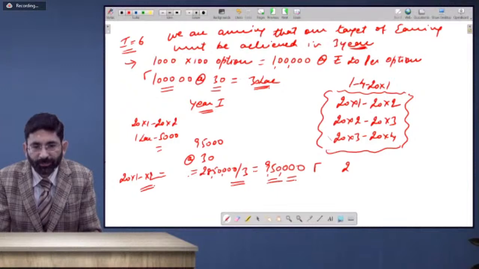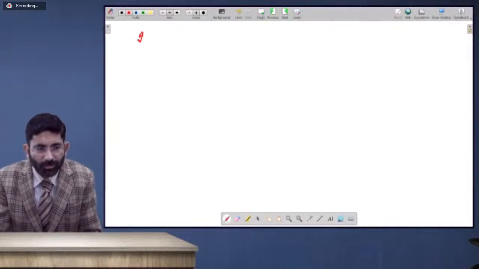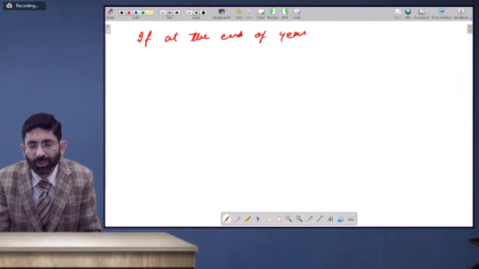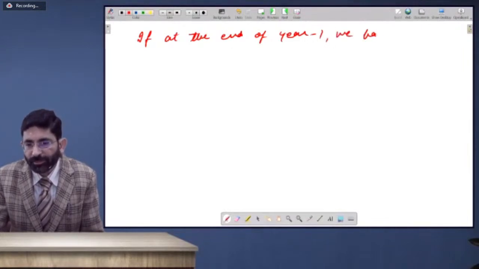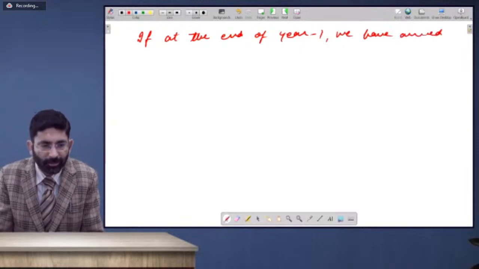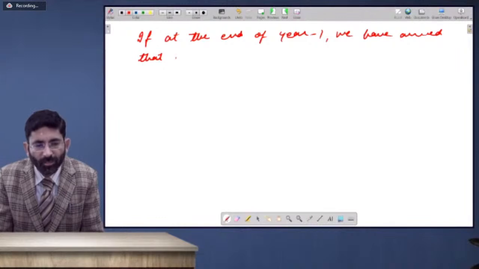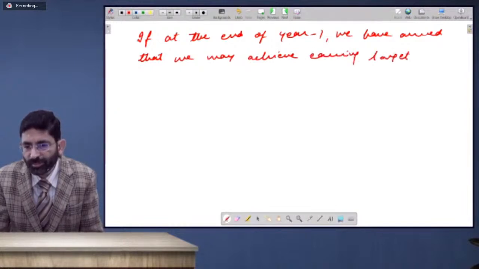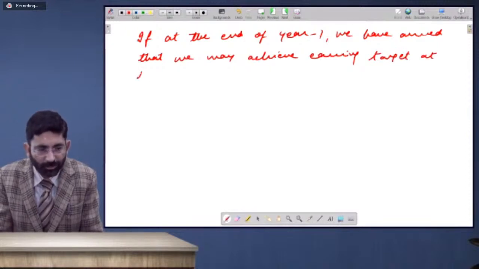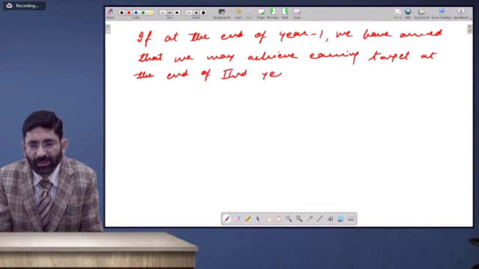We will go for the next one. If at the end of year one, you must note it down. You must give this assumption also. That is not given in the module, but you should give it. If at the end of year one, we have assumed that we may achieve earning target at the end of second year. That is given in the module.